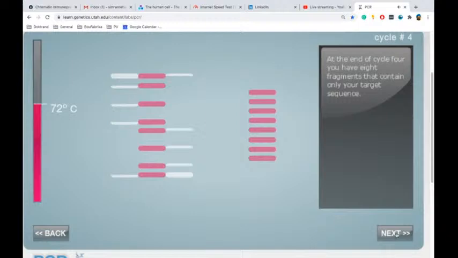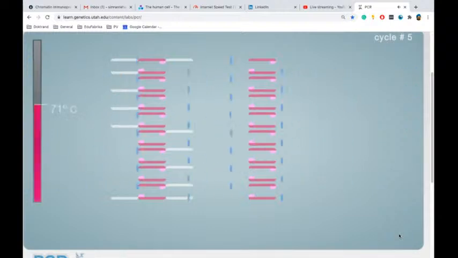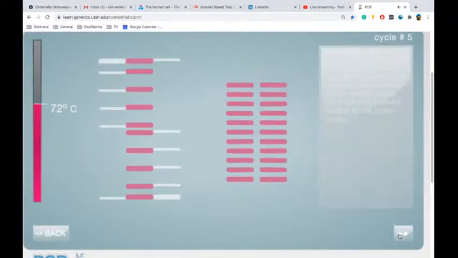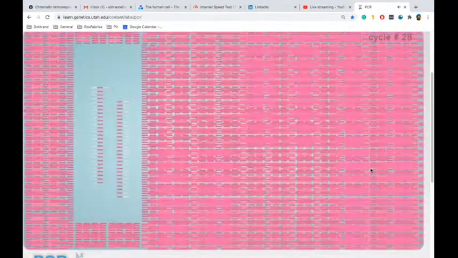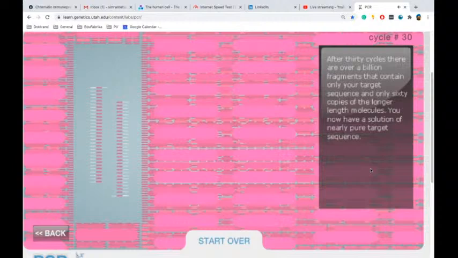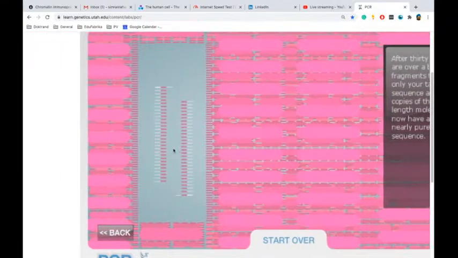at the end of cycle 4, you have your target sequence, 8 fragments. By cycle 5, you have more, 20 fragments, 22 fragments. There will be 30 cycles. In 30 cycles, you will have billions of fragments that contain only your target sequence. That's 60 copies of longer length molecules, and you have solutions nearly of whatever you have targeted. So that's how the PCR is done.